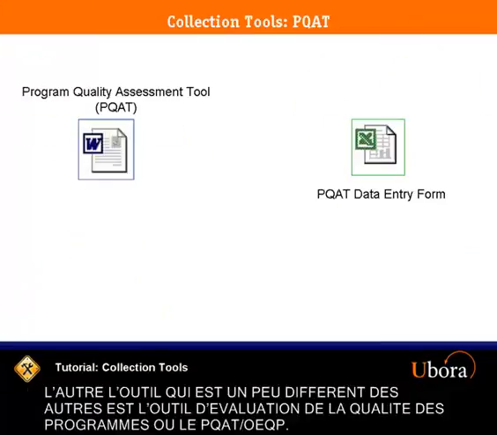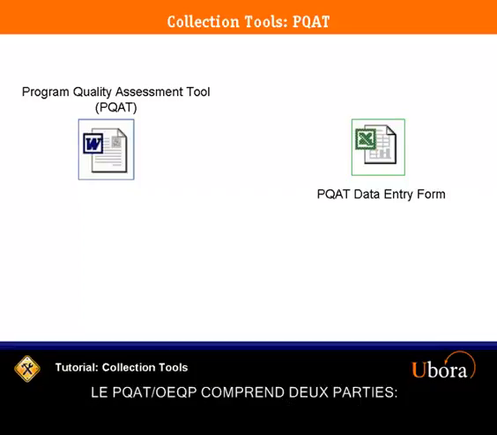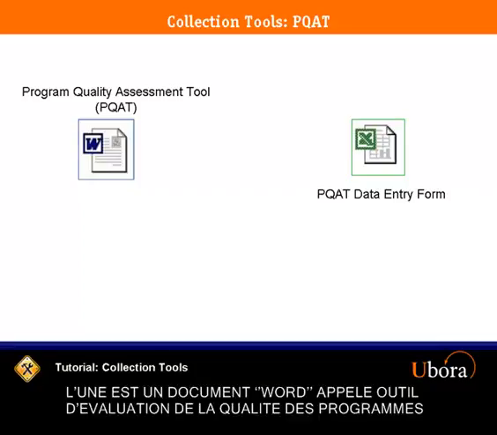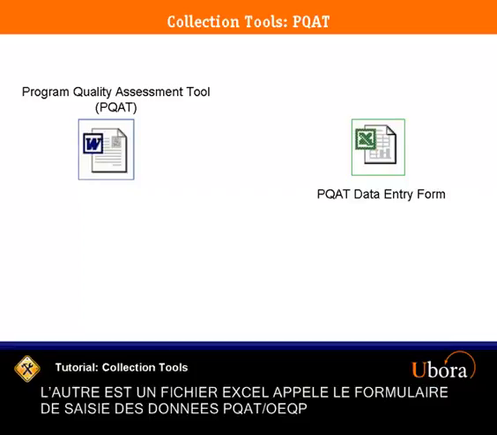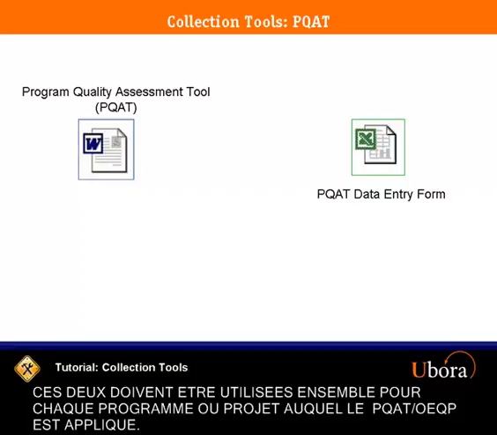The other tool that's a little different than the rest is the Program Quality Assessment tool, also known as the PQAT. There are two parts to the PQAT. One is a Word document called the Program Quality Assessment tool. The other is an Excel file called the PQAT Data Entry Form. These two should be used together for each program or project that the PQAT is applied to.